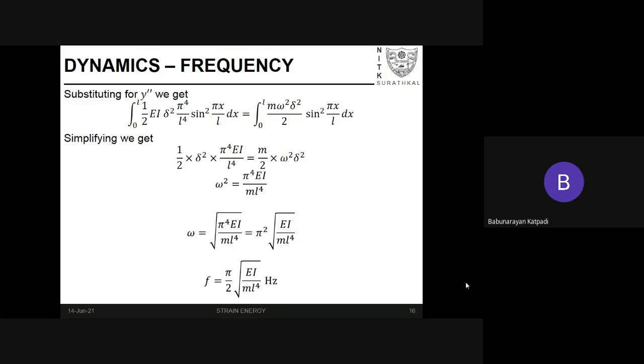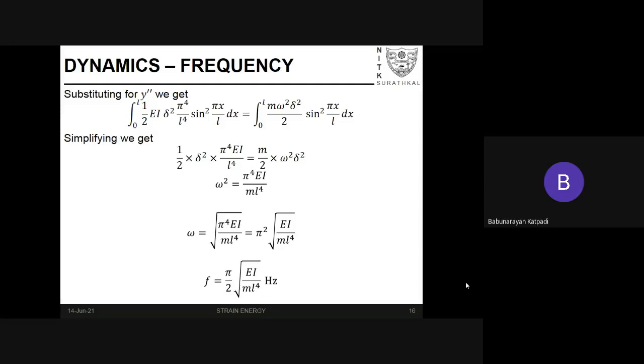E is always newtons per meter squared, or kilonewtons per meter squared, whatever. Let us take it as newtons per meter squared. E is newtons per meter squared into I, and I is meter to the power of 4. So there newton meter squared remains. At the bottom, newton is kg meters per second squared, so mass into acceleration: 1 kg mass accelerating at 1 meter per second squared is 1 newton. So there you will get newton meter squared into meters divided by second squared.